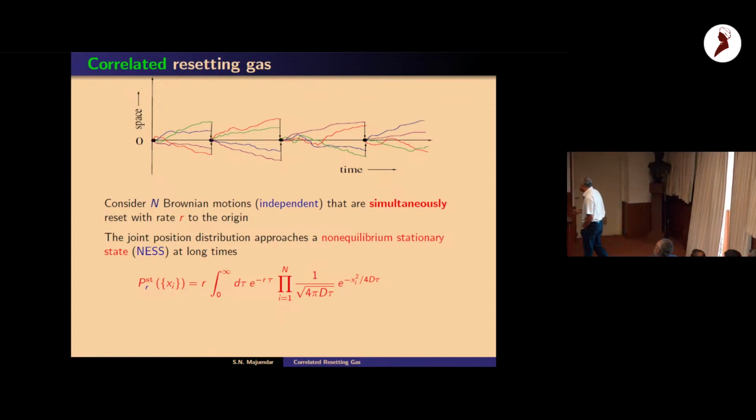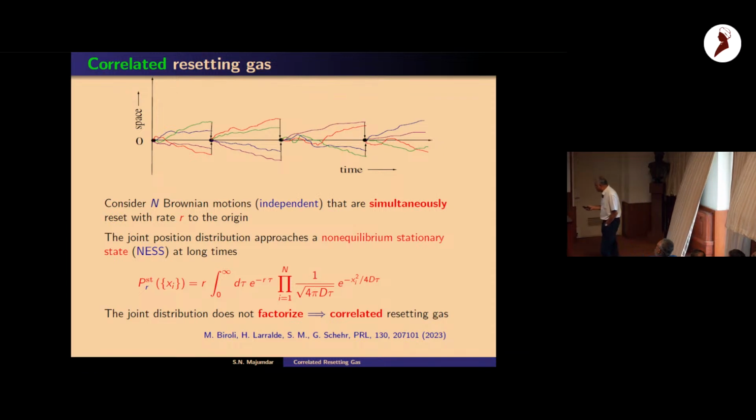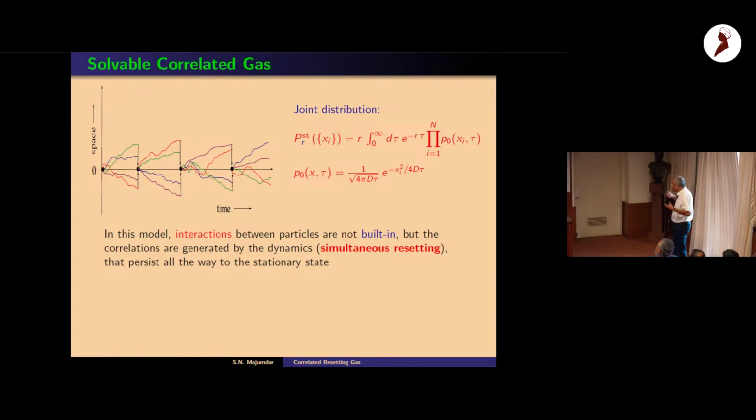So essentially, you have an independent gas, ideal gas if you like, with a parameter tau, which itself is drawn from an exponential distribution, okay? So that's a very, very nice structure. But the point is that this is a correlated gas because the joint distribution does not factorize. It factorizes inside the integral, but not when you do the integral over tau, okay? So therefore, it creates these correlations, which are dynamically created, not built in, okay? The interactions between the particles are not built in, but the correlations are emergent from the dynamics itself due to the simultaneous resetting.